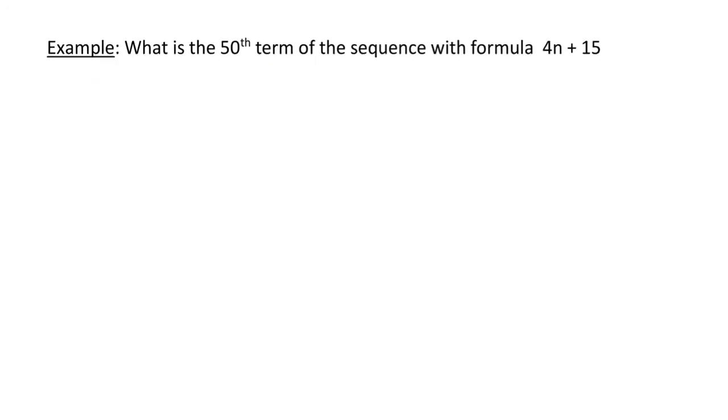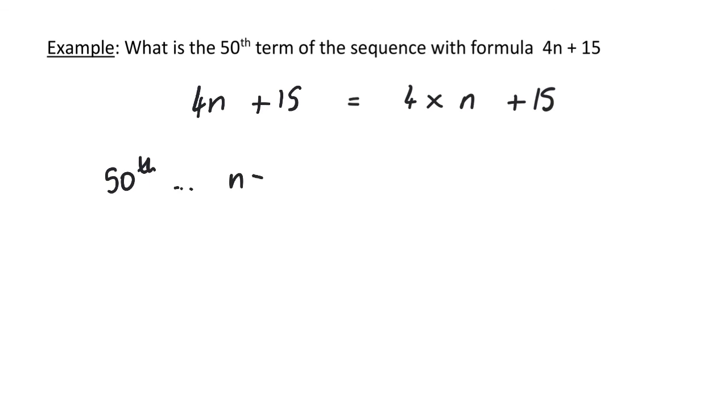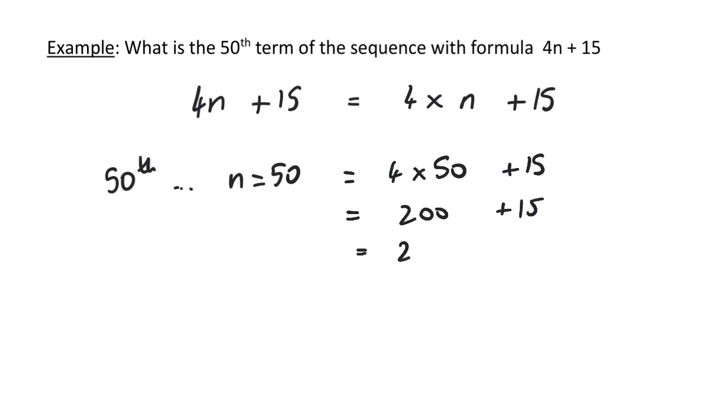Next example, what is the 50th term of the sequence with the formula 4n plus 15? So 4n plus 15 means 4 times n plus 15. If we're looking at the 50th term, that means that n equals 50. So remember, the n tells you which term number it is in the sequence. So if we're looking at the first term, n is 1, the second term, n is 2, and so on. So because we're looking at the 50th term, n must be 50. So that means we're going to have 4 times 50 plus 15, which is 200, plus 15, which is 215.